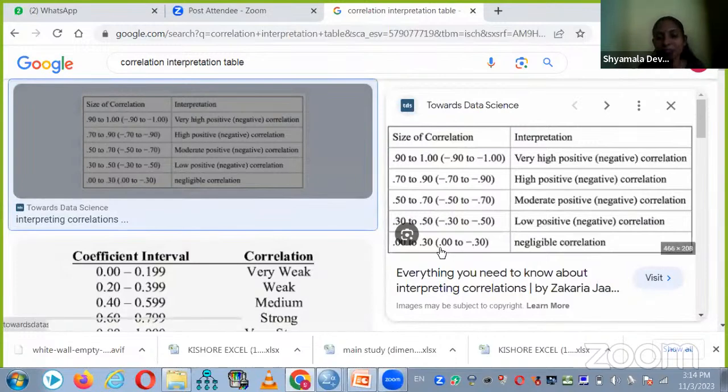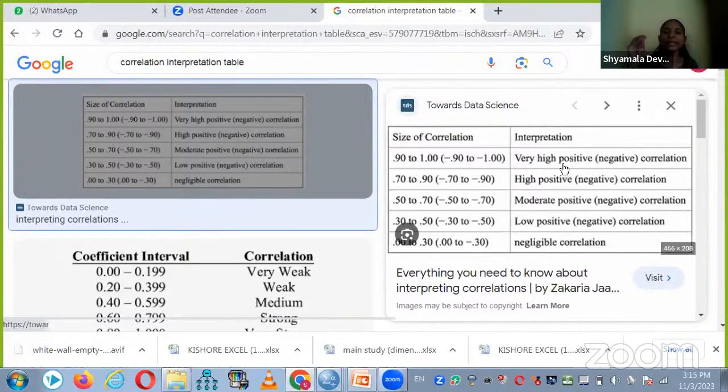See, it is either plus or minus. If it is from 0 to 0.3 or minus 0.3, it is negligible correlation. If it is 0.3 to 0.5 or minus 0.3 to minus 0.5, it is low positive correlation or low negative correlation. If it is negative, you have to write low negative correlation. If the values are positive, you have to write low positive correlation. Similarly, if it is between 0.5 to 0.7, moderate positive correlation. If it is negative, that is minus 0.5 to minus 0.7, it is moderate negative correlation. Similarly for high positive correlation, high negative correlation, and very high positive correlation and very high negative correlation.